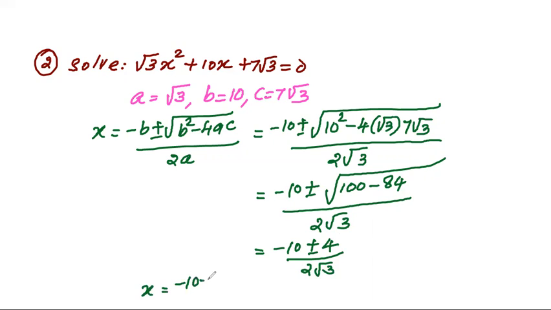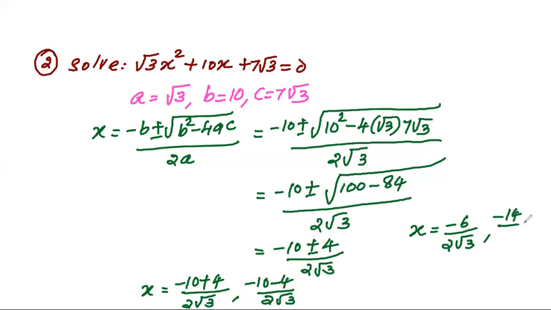The first value is negative 10 plus 4 divided by 2 root 3. The second is negative 10 minus 4 divided by 2 root 3. So x is equal to minus 6 divided by 2 root 3 and minus 14 divided by 2 root 3. This will be cancelled. We are getting 3. Negative 3 by root 3 is negative root 3. And 14 and 2 cut, we are getting 7. So it is equal to minus 7 by root 3. So these two are the solutions for this given quadratic equation: minus 7 by root 3 and minus root 3.